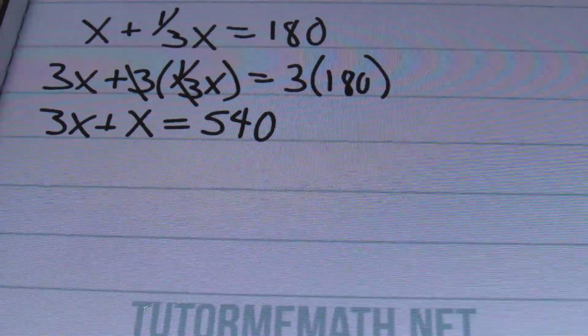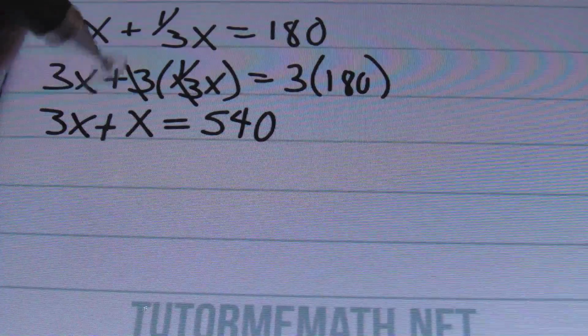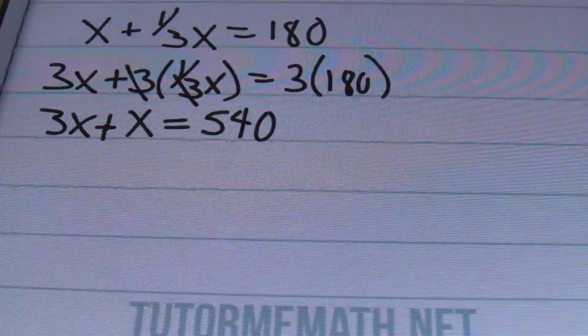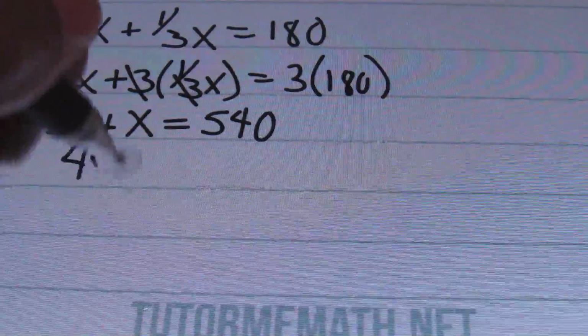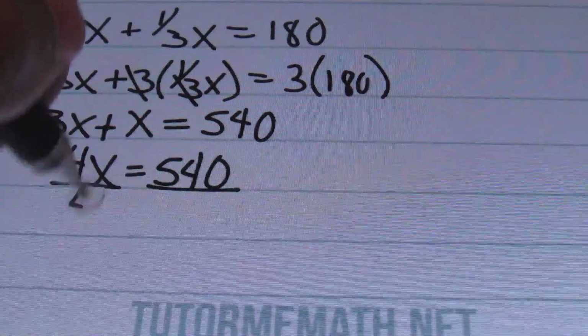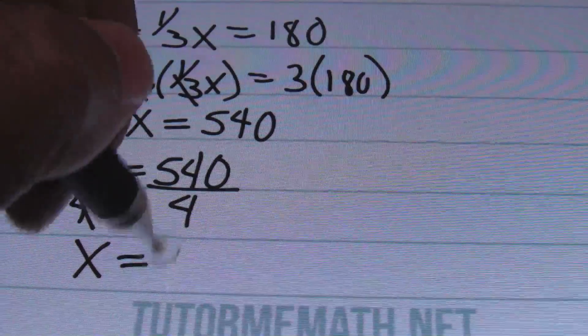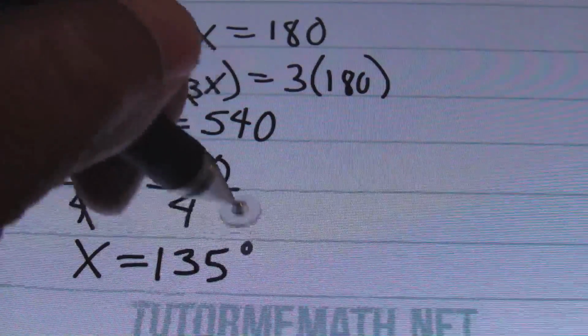From there, I'll be adding the x's together, so 3x plus x, all right, and this is a plus sign right here, just in case you needed to know that. 3x plus x is going to equal 4x, which equals 540. Dividing both sides by 4, we end up with x equaling 135 degrees.